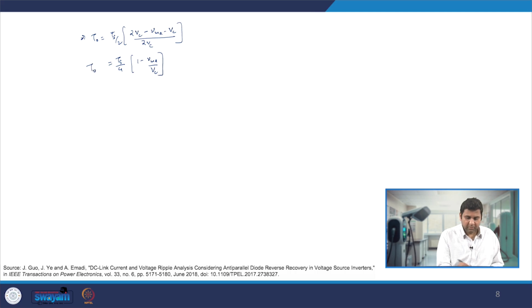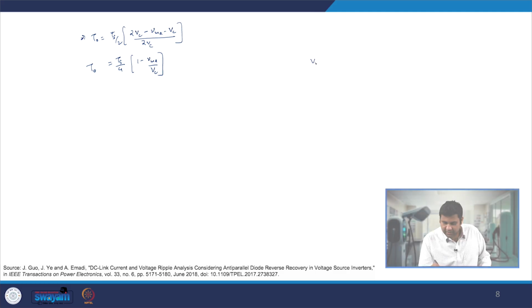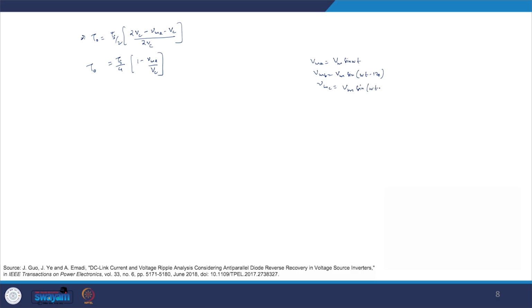Now this is nothing but my T0, and we know that our Vma is nothing but Vm sin omega t, Vmb is nothing but Vm sin omega t minus 120, Vmc is nothing but Vm sin omega t minus 240, and we also know that Vm by Vc we can write as something equal to the modulation index.